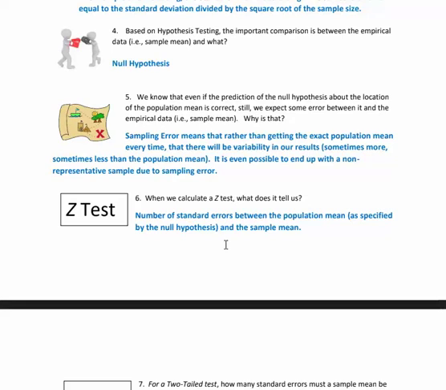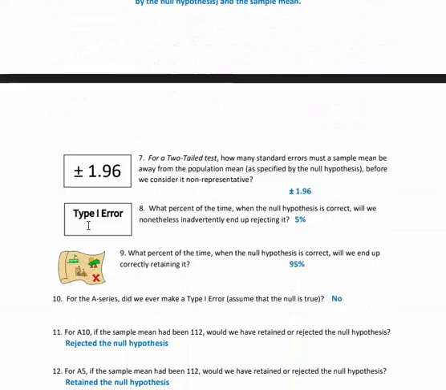It's where instead of measuring in feet, we measure in standard errors. So whatever number we get for the z-test, that's the number of standard errors we are away from the mean.